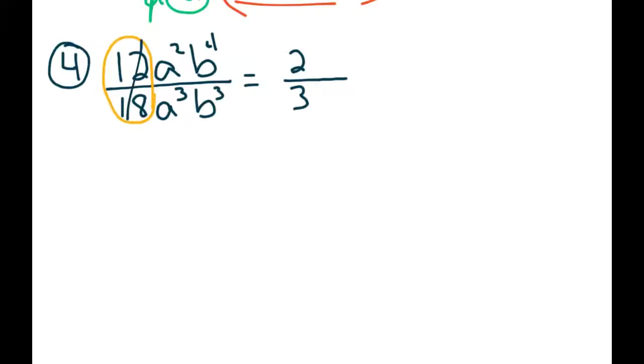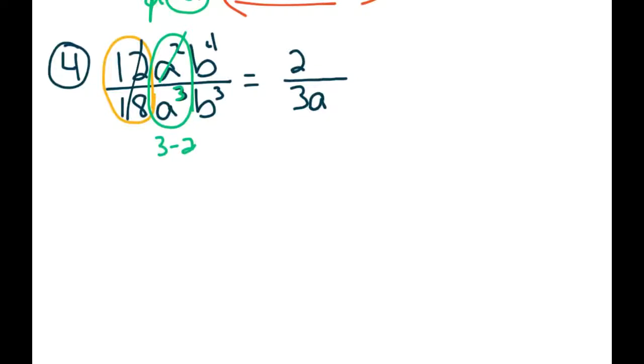Okay. Now I am going to look at my a's. So I'm going to do it one variable at a time. This is the first problem that has multiple variables. So let's use our exponent rules. The biggest exponent is down here. So 3 minus 2 leaves me a single a. So that one goes away, and I'm left with a single a on the bottom.